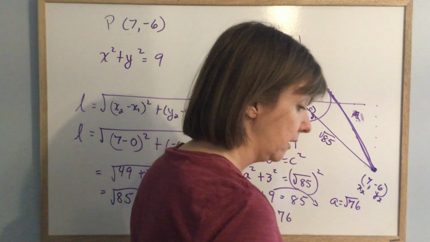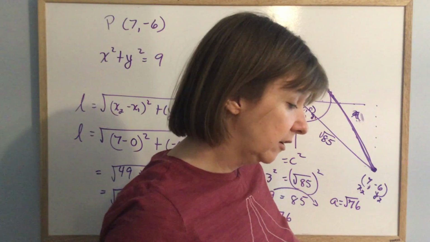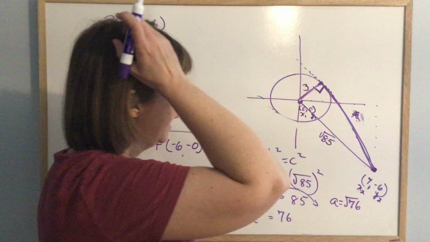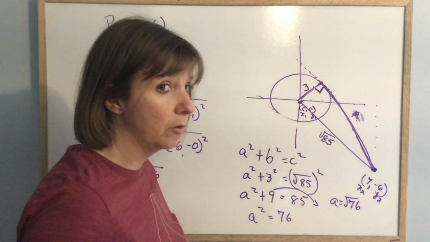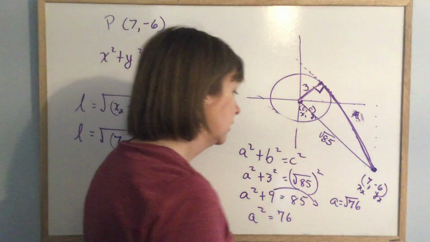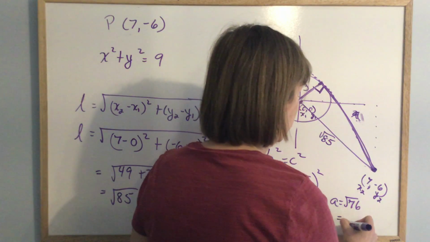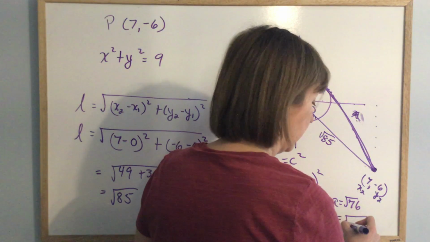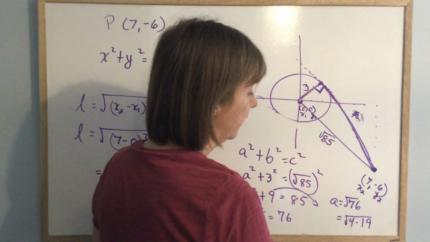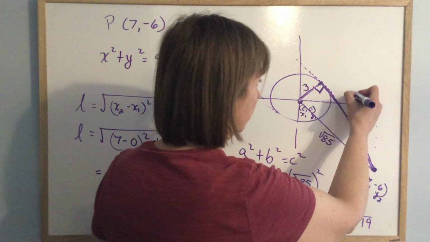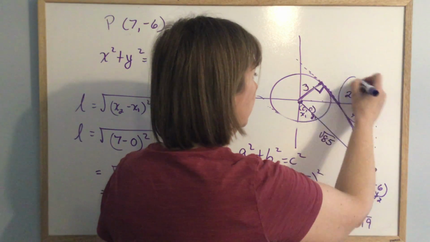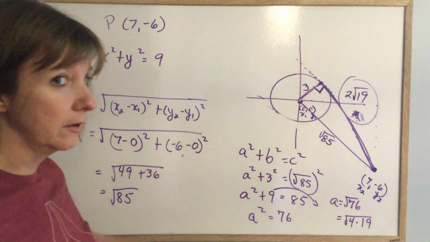Now let me see what they said. Find the exact length. Exact length means I cannot give it as a decimal because that's not exact. I have to simplify the radical. Turns out 76 is 4 times 19. 4 has a perfect square root, which is 2. 19 does not. So the length of that line is 2 root 19.